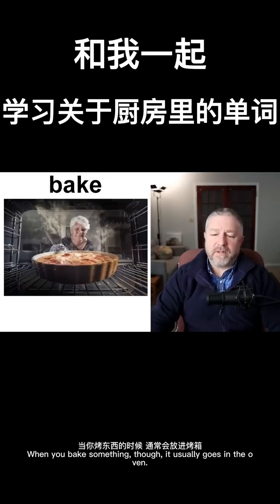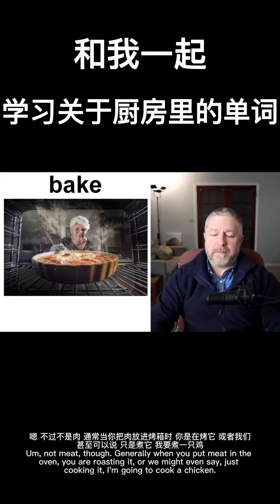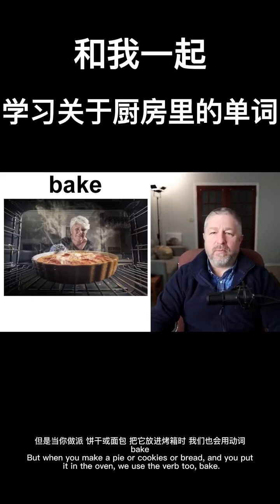When you bake something, though, it usually goes in the oven. You bake bread, you bake a pie. Not meat, though. Generally, when you put meat in the oven, you are roasting it. Or we might even say just cooking it. I'm going to cook a chicken. But when you make a pie or cookies or bread, and you put it in the oven, we use the verb to bake.